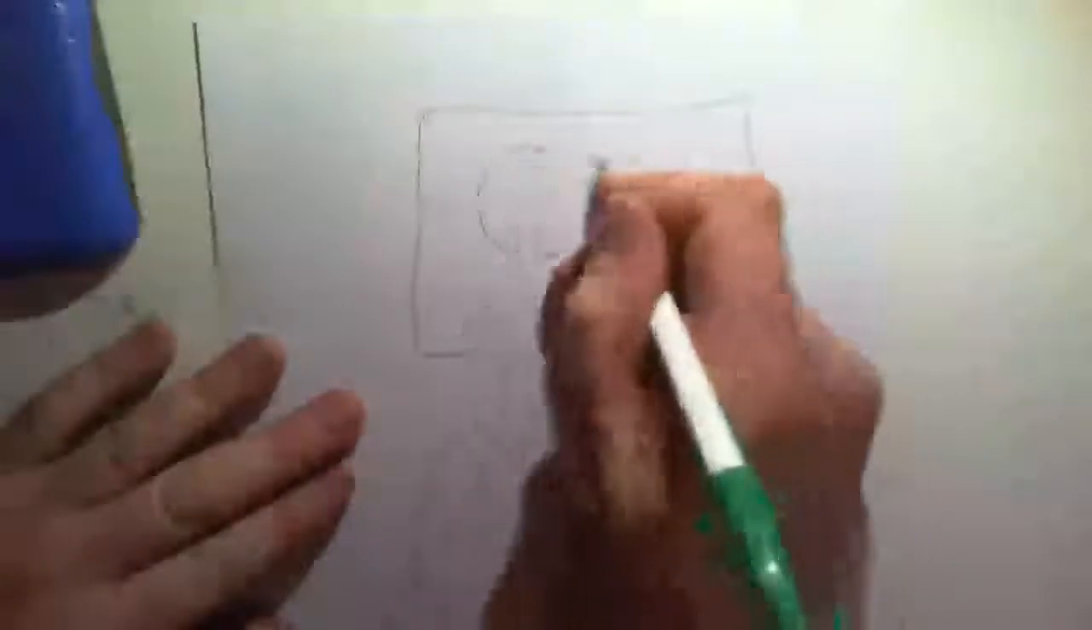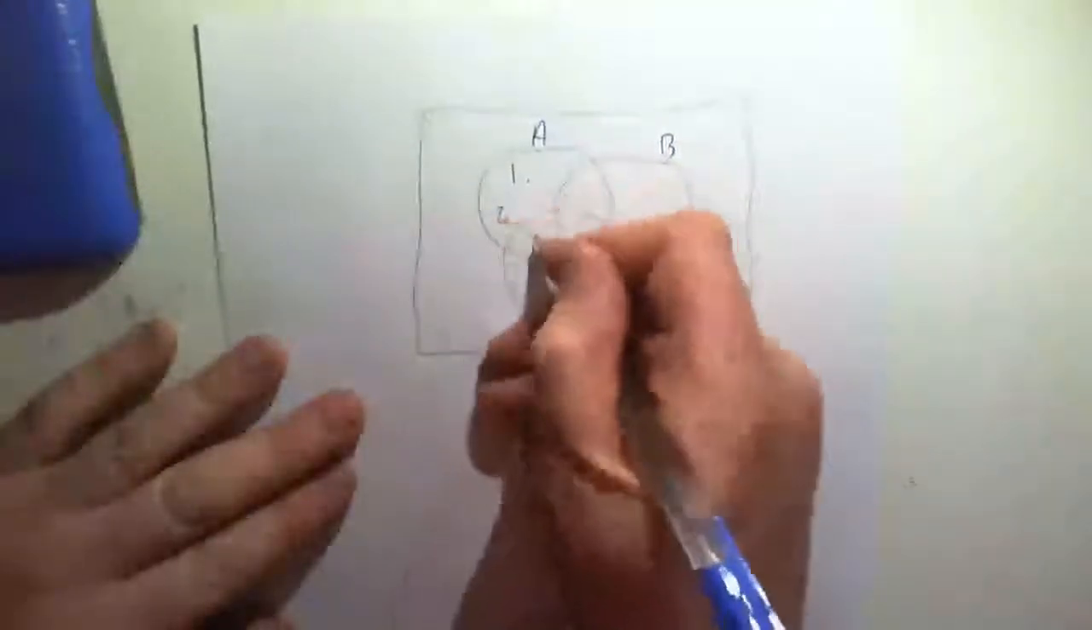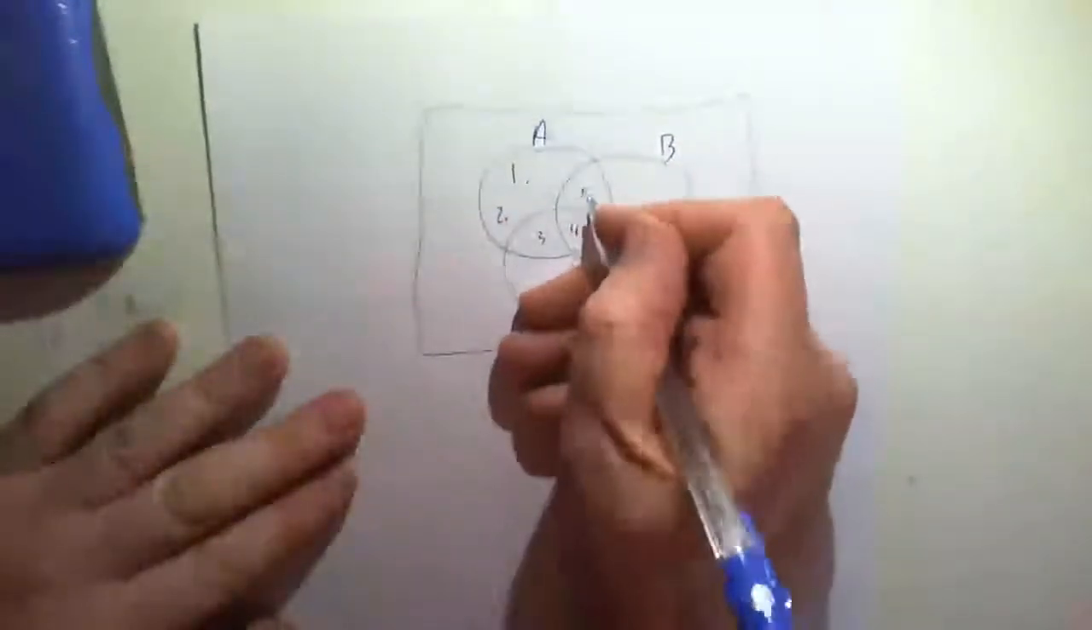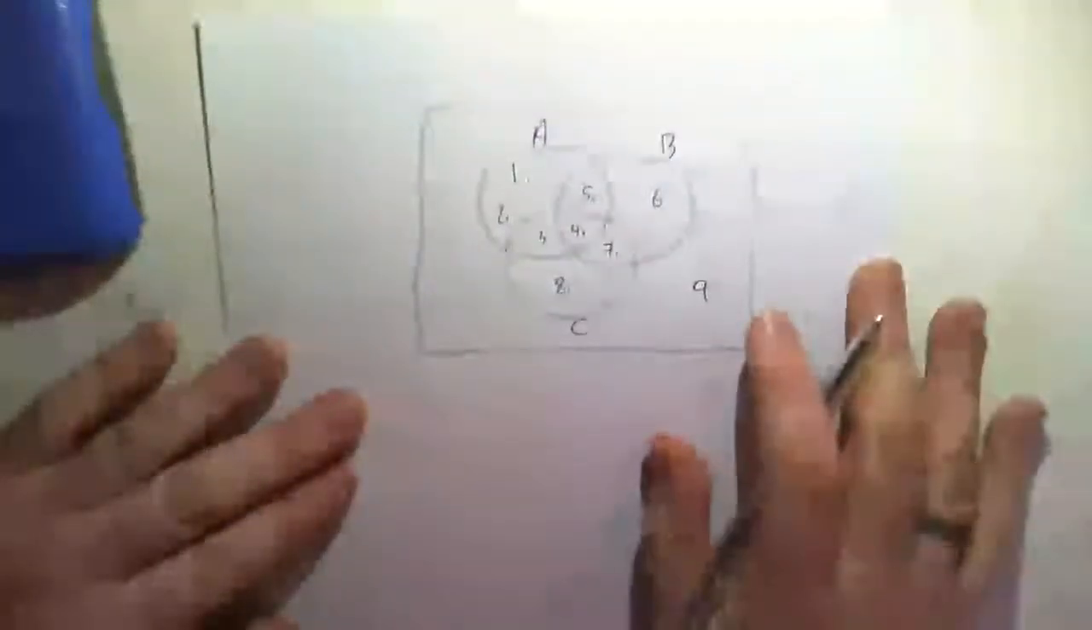All right, hello everyone. So we're going to start with a little bit of a review of a triple Venn diagram. A, B, C, and we'll just put 1, 2, 3, 4, 5, 6, 7, 8, and 9. Okay, so we'll go through all the usuals with this, just to get your head into it, and then we'll have a look at some more specifics.